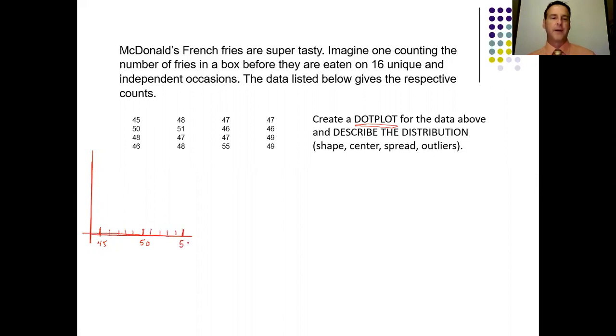If I am going too fast, you can always pause this. And I want to label this. AP really wants you to label your graphs. So I'm going to write what I'm talking about here. These are the number of French fries in a box. Number of fries in a box. Cool. Pretty easy. Now vertically, I'm going to write frequency.